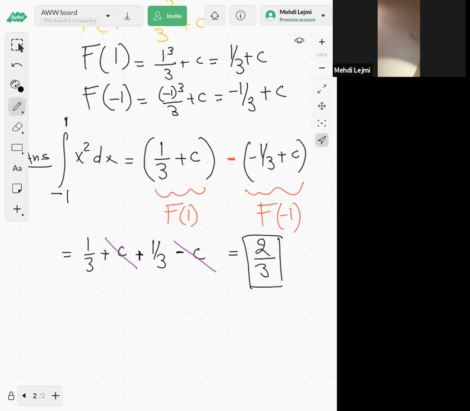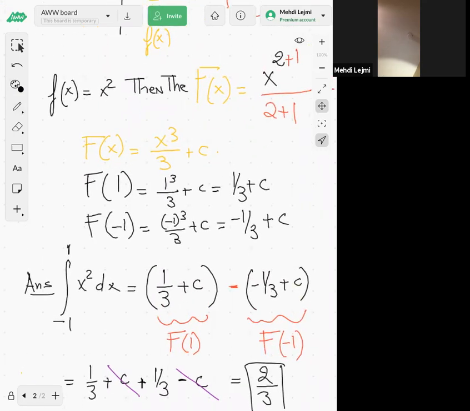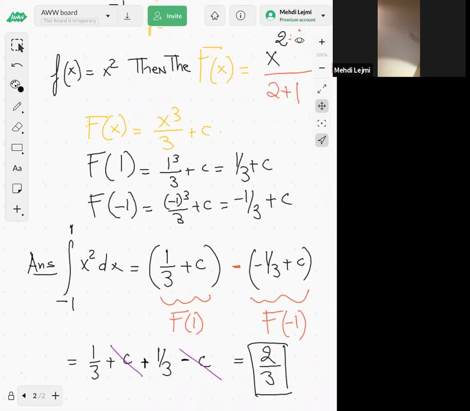Right. So any question, guys? Again, we had the formula for the derivative. Now we have a formula for the antiderivative, or the integral. So x squared, the derivative would be 2x, but the antiderivative or the integral would be x cubed over 3. So we have to increase the power by 1 and divide by n plus 1. Okay.